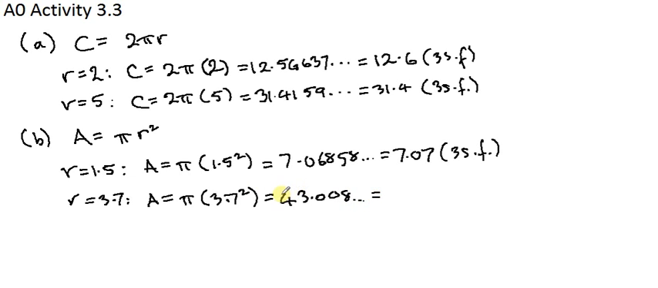3 significant figures, so 1, 2, 3. The fourth significant digit is 0, so 0 is less than 5, so it does not change the third position. So that third 0 stays unchanged, so we've got as our answer 43.0 to 3 significant figures.